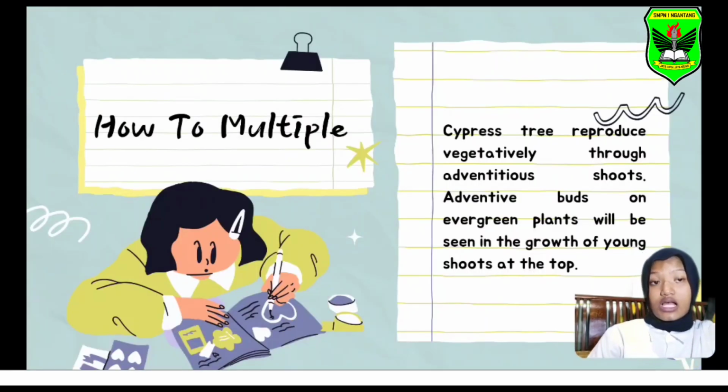How to multiply? Casuarina trees reproduce vegetatively through adventitious shoots. Adventitious buds on evergreen plants will be seen in the growth of young shoots at the top.